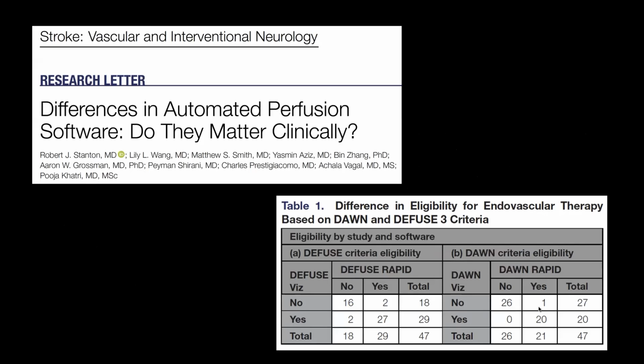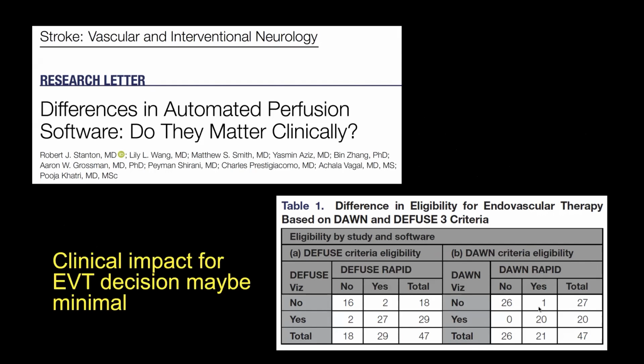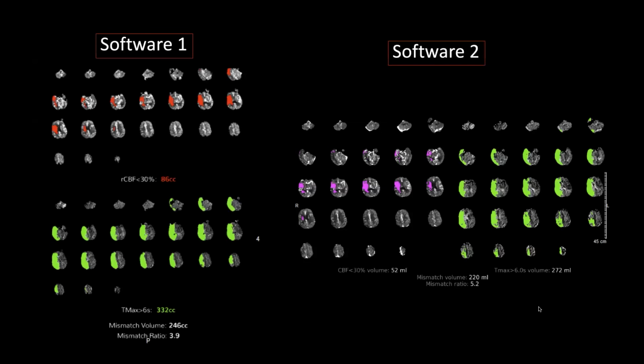And we did a small study on this: do they matter clinically? And this was, like I said, a small study. We had 47 patients that we analyzed using 2 different softwares. And we found that really the clinical impact for endovascular decision may be minimal. If I use the DEFUSE 3 criteria and if I use the DAWN criteria, the softwares helped us come to the same decision for the majority. So the clinical impact may be minimal.